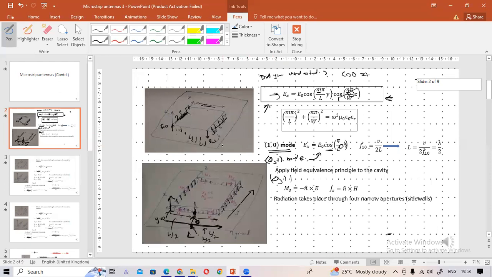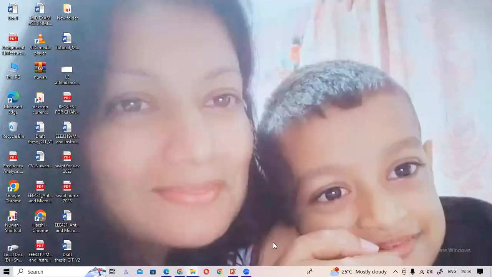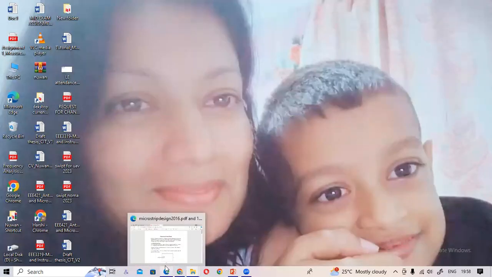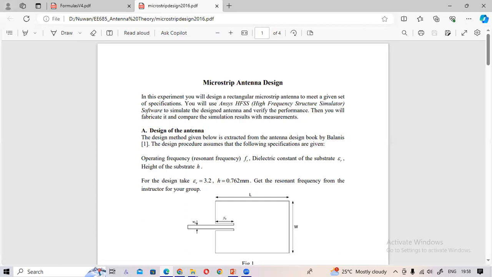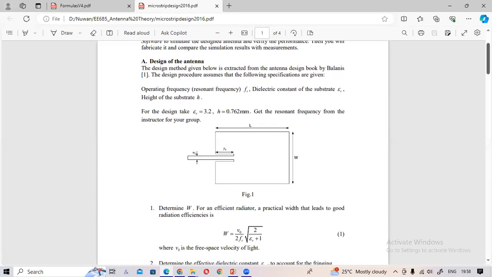If you have identified this scenario, then that is what is needed for the design. Okay. So now if you go to the design, you can see that.